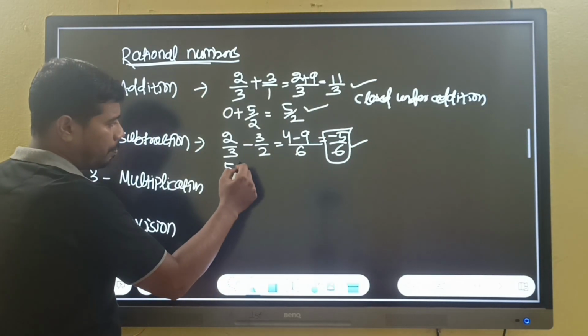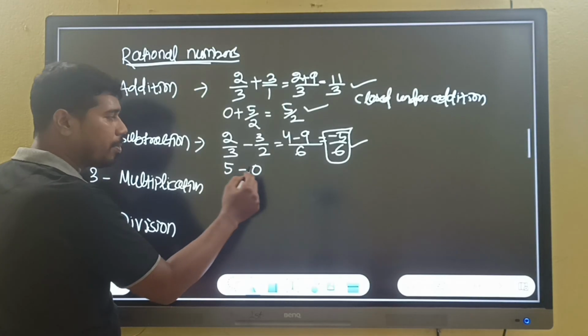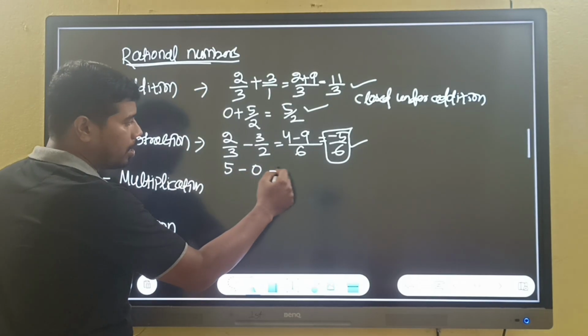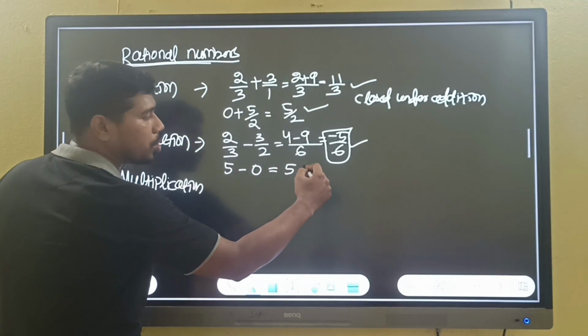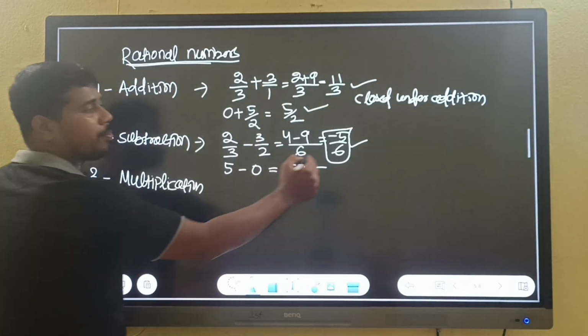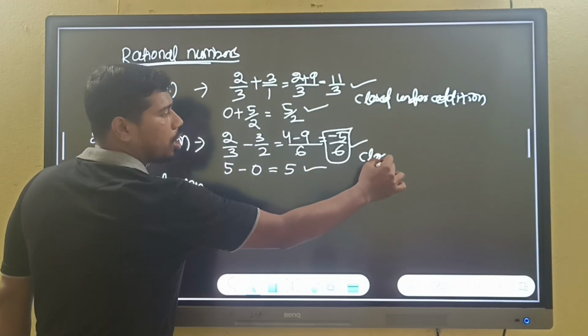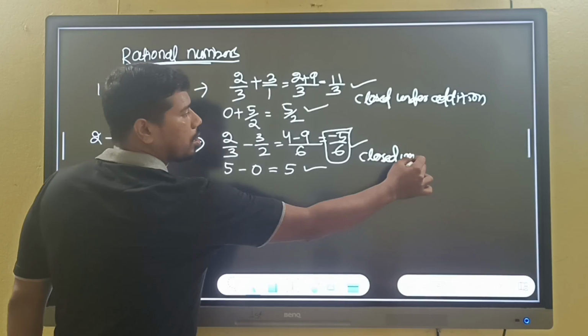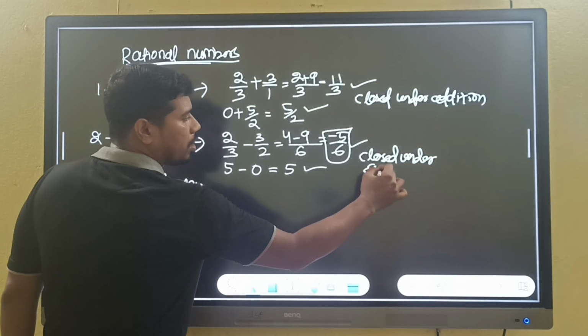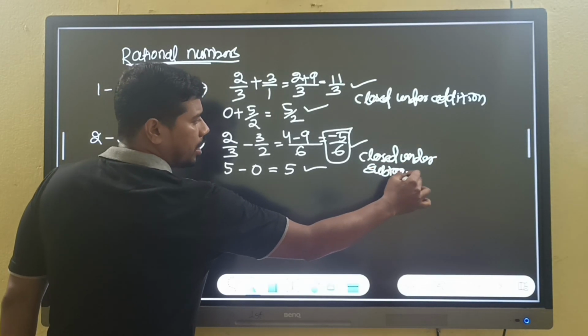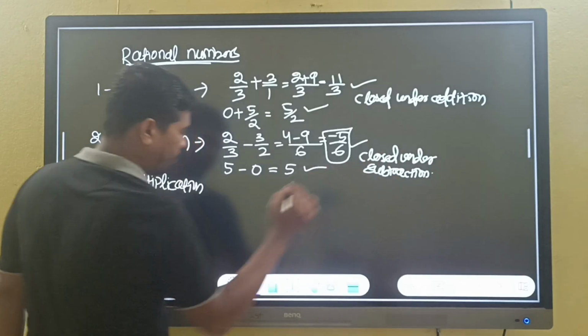Similarly, 5 minus 0. 5 is a rational number, 0 is also a rational number. The result is 5. It is also a rational number. So rational numbers are also closed under subtraction. Closed under subtraction. That is applicable in closure property.